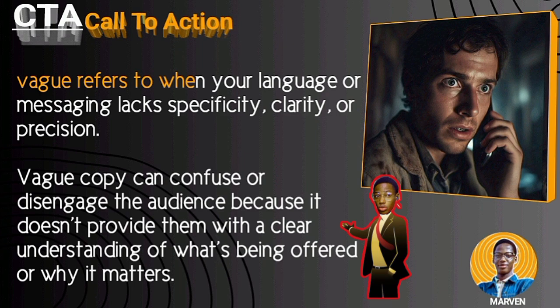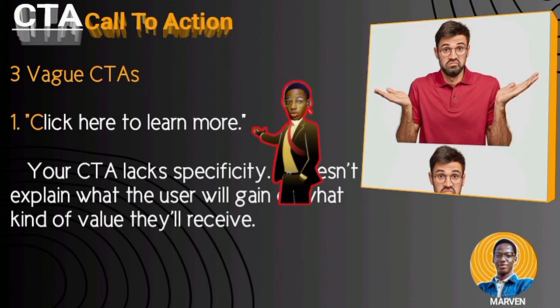Because what you're telling them to do is not clearly stated. So whenever such an event occurs, it means that your CTA is vague. The first example here is "click here to learn more." What am I learning about? Come on. This is an example of a vague CTA. It doesn't explain what I begin. What will I receive when I click? So make sure you avoid this mistake.